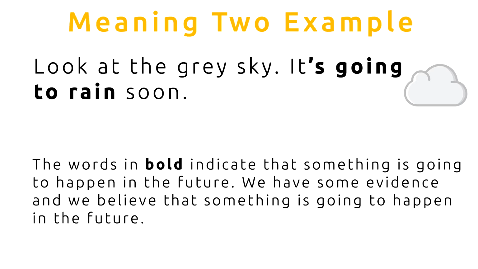So that's meaning 1. Let's look at the second meaning. Look at the grey sky. It's going to rain soon. So the words in bold indicate that something is going to happen in the future. We have some evidence, and we believe that something is going to happen in the future. That's meaning 2. It's very similar to meaning 1 in that it's talking about the future. Something is going to happen in the future.